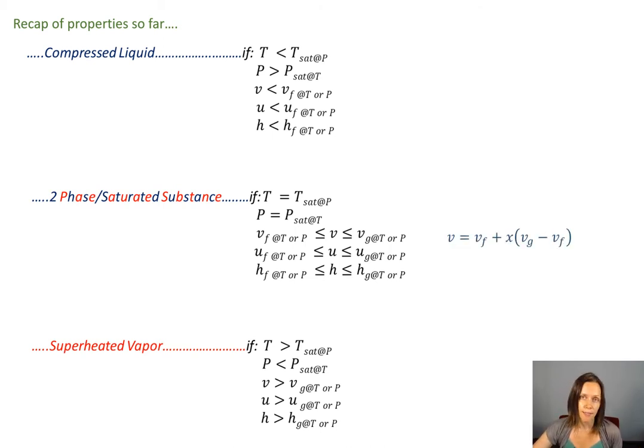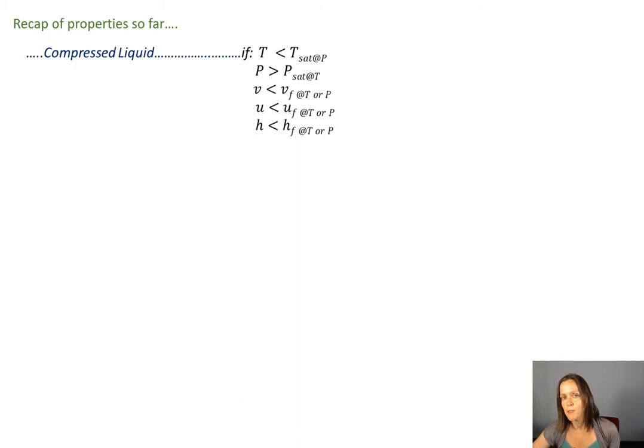We can calculate the specific volume based on the quality, and there are similar relationships that apply for calculating internal energy and enthalpy for a substance in the two-phase region. Now we're going to focus specifically on this compressed region.